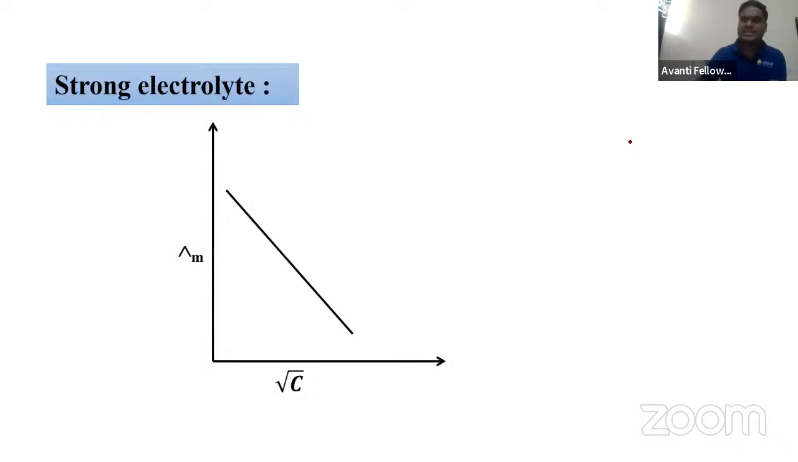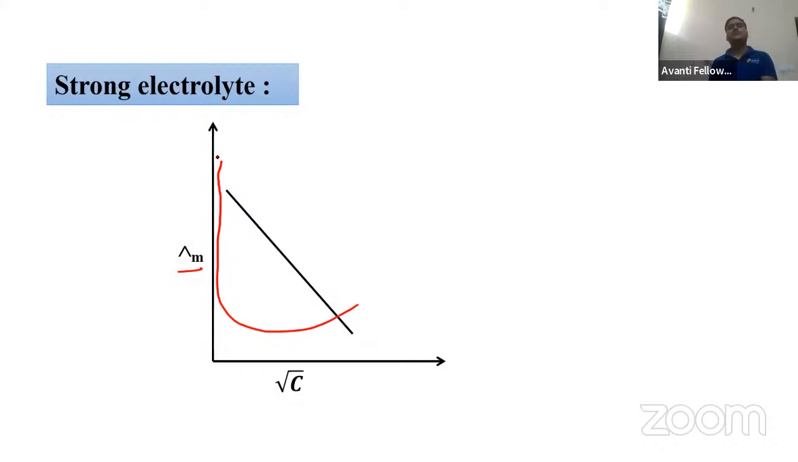Now, this is a very important graph, we can say. This graph we draw between the molar conductivity and the concentration, right? Molar conductivity and the concentration. So this is for a strong electrolyte, and for a weak electrolyte, we obtain the graph like this.